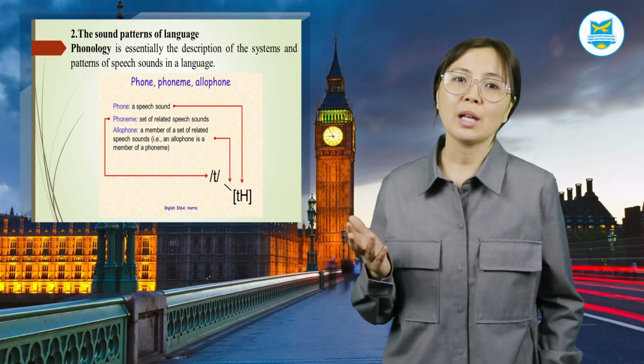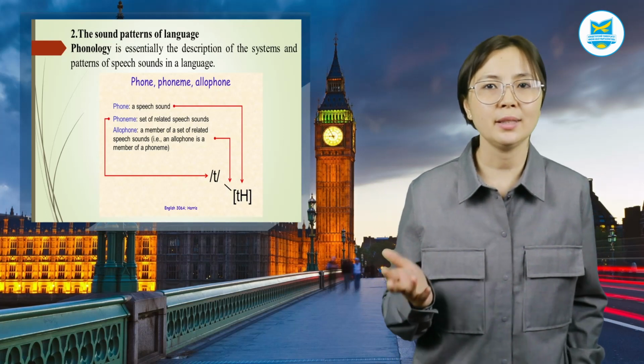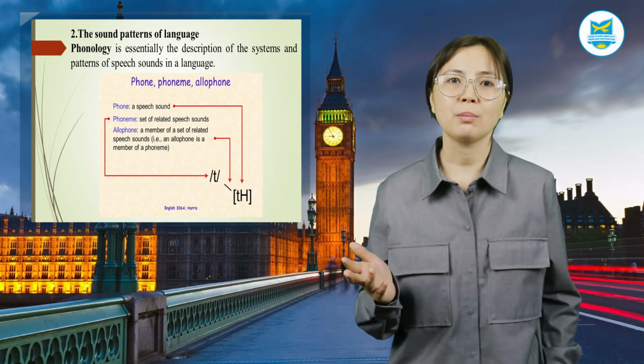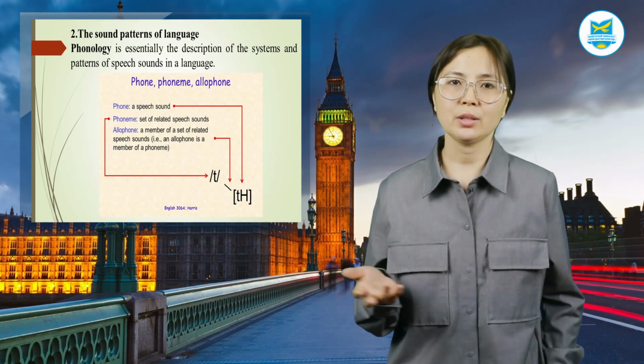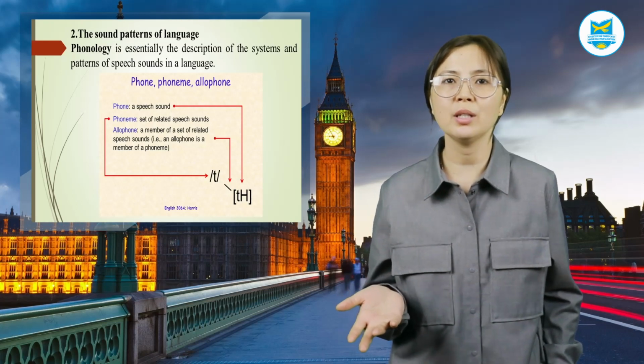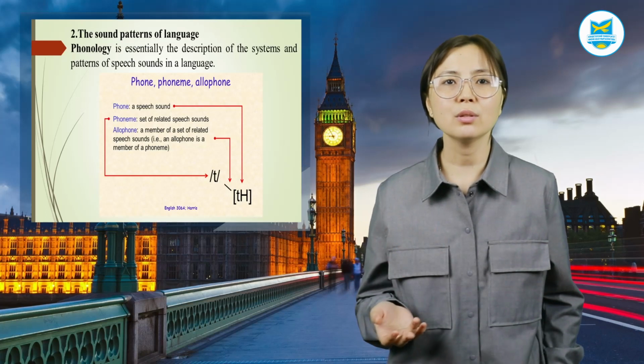When we learn to use alphabetic writing, we are actually using the concept of the phoneme as a single stable sound type, which is represented by a single written symbol. If we substitute one sound for another in a word and there is a change of meaning, then the two sounds represent different phonemes.